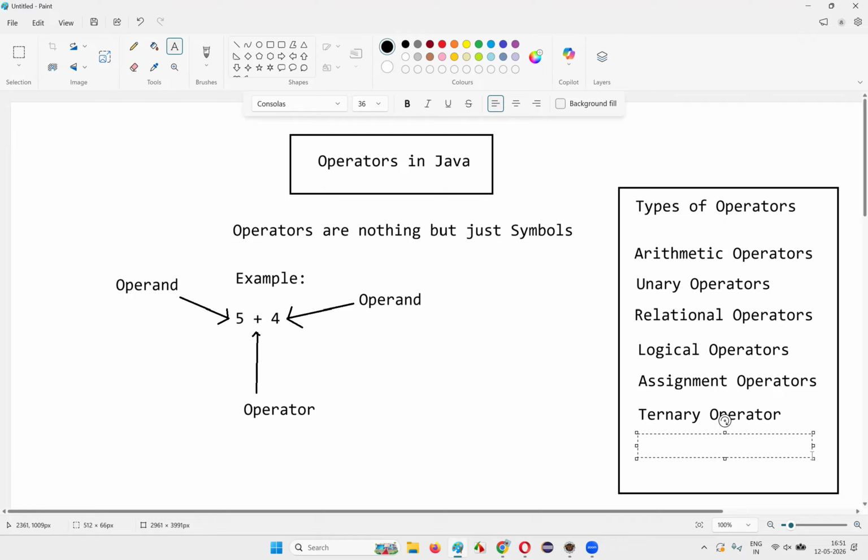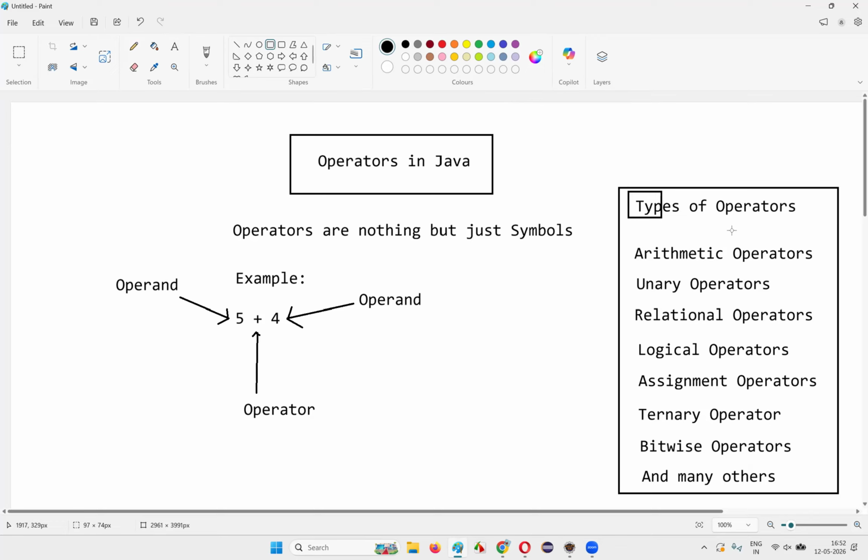Then we have bitwise operators, and a lot of miscellaneous operators and many other types of operators in Java. So first one is arithmetic operators, second is unary, third is relational, fourth is logical, fifth is assignment, sixth is ternary operator, seventh is bitwise operators, and many other miscellaneous types of operators are there in Java.